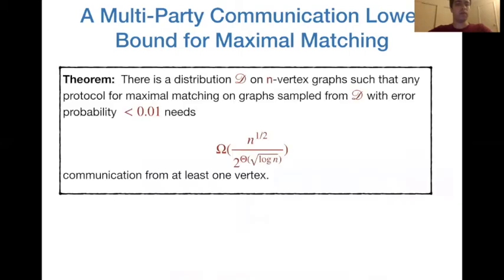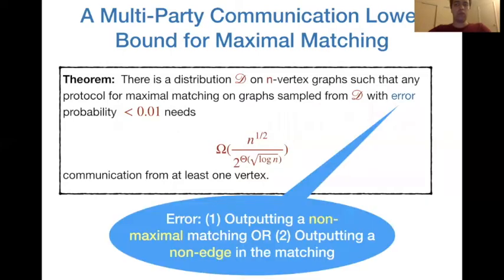So the lower bound for maximal matching is going to be a communication complexity lower bound with multiple players. In fact, more formally, we prove a theorem like this: there exists some distribution on n-vertex graphs such that any protocol for maximal matching on a graph sampled from this distribution that has a relatively small error, let's say 1 over 100, needs almost a square root n communication. And here I stated it for at least one vertex. And we're going to see shortly where this term comes from.